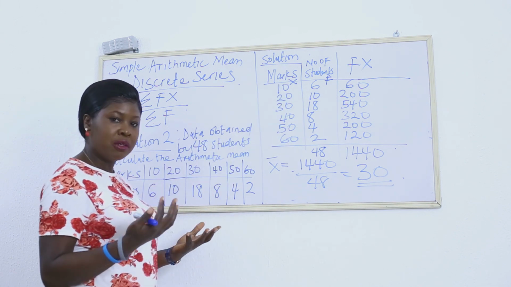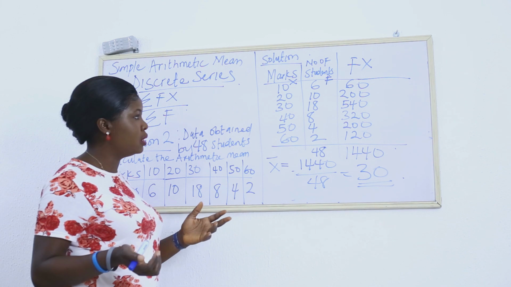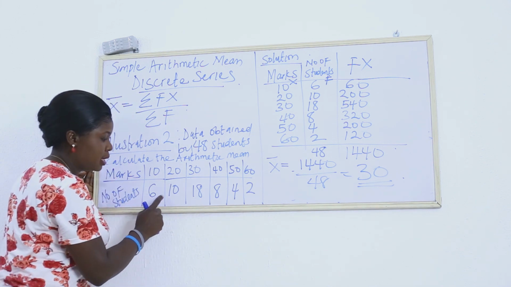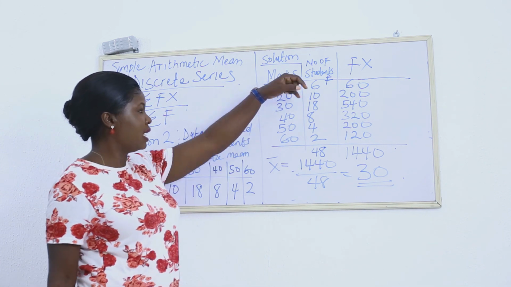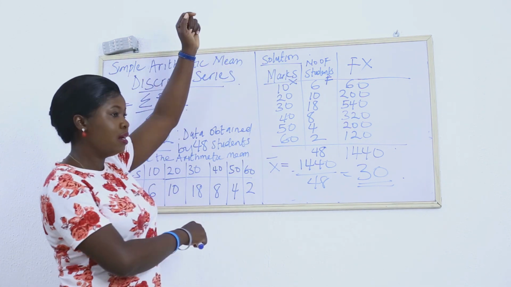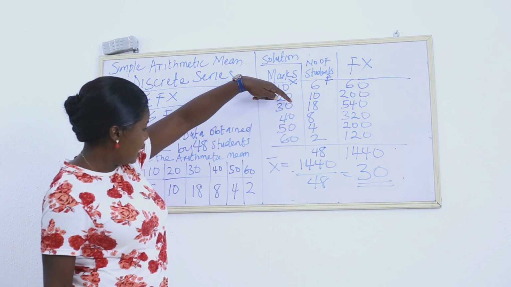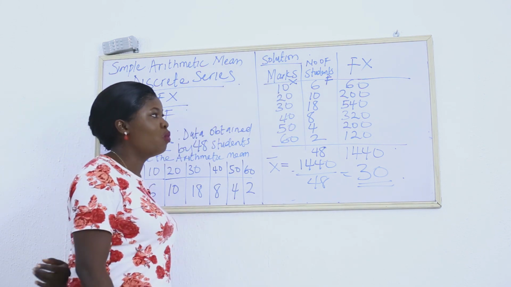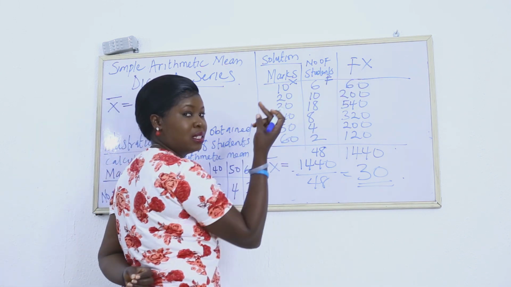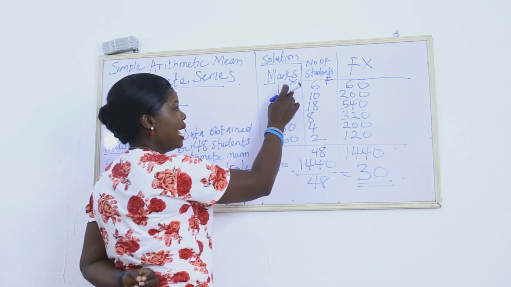Then the number of students is always the frequency, and the number of students here says 6, 10, 18, 8, 4 and 2. Then I've written it out exactly the way it is from the question: 6, 10, 18, 8, 4 and 2. And what do we do? Since it's fx, it means we have to multiply f and x.